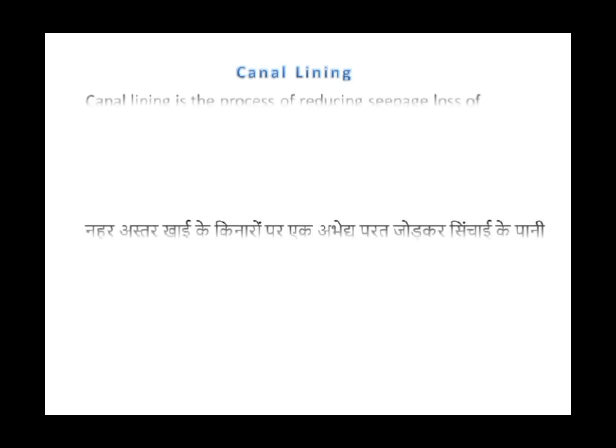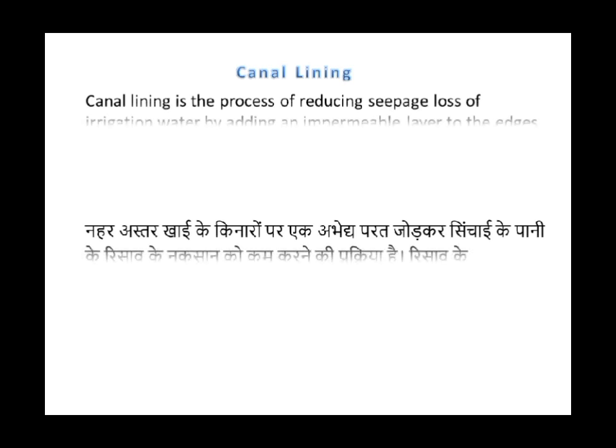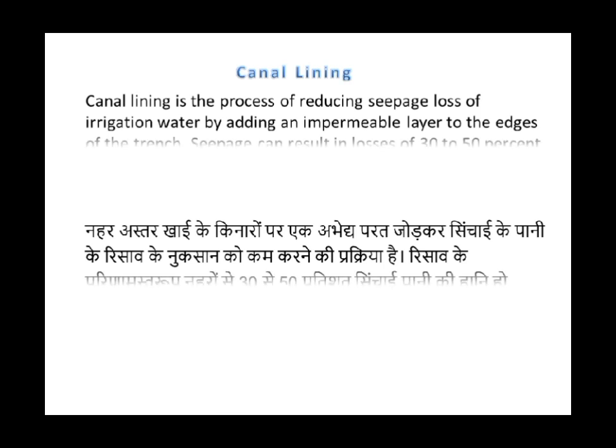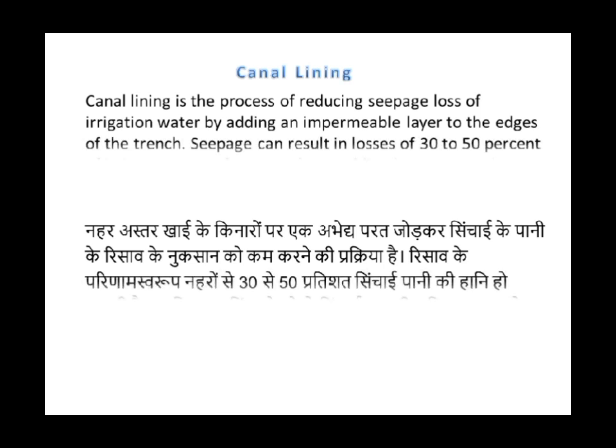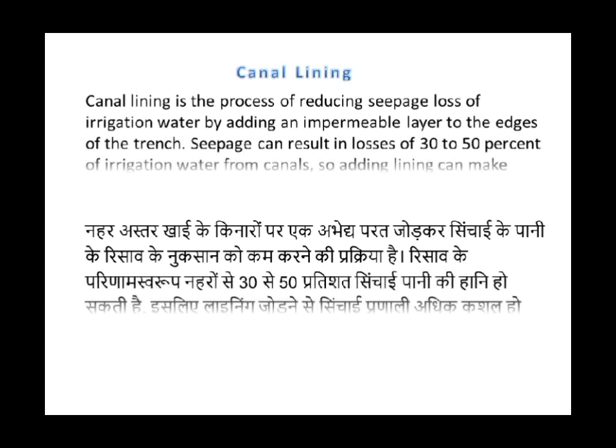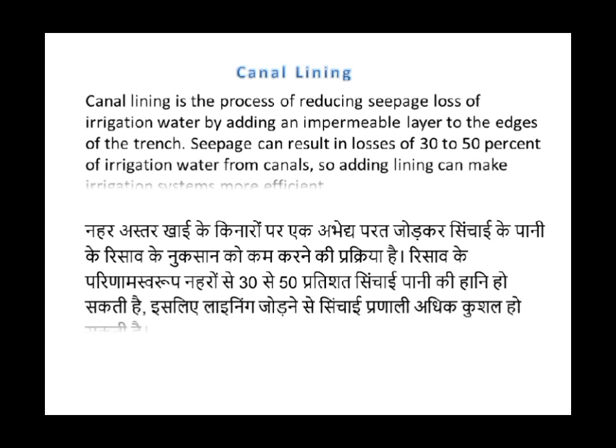Canal lining is the process of reducing seepage loss of irrigation water by adding an impermeable layer to the edges of the trench. Seepage can result in losses of 30 to 50% of irrigation water from canals, so adding lining can make irrigation systems more efficient.